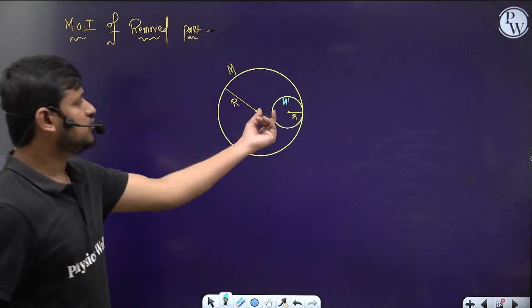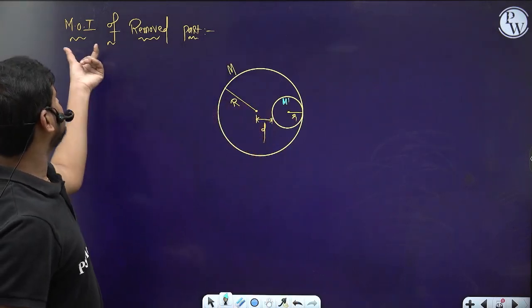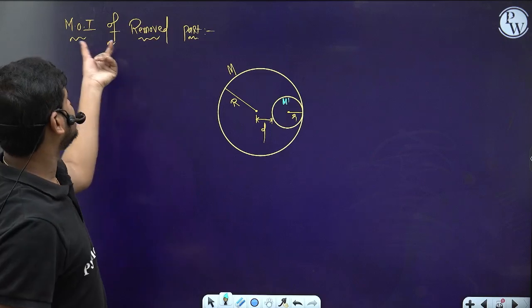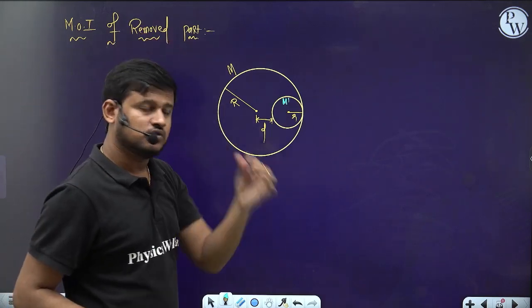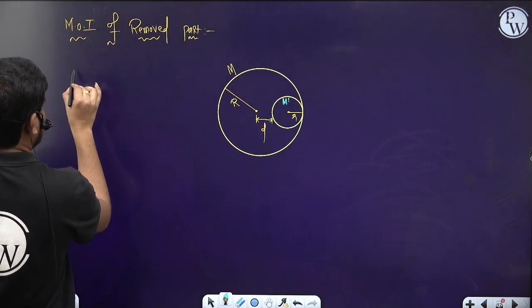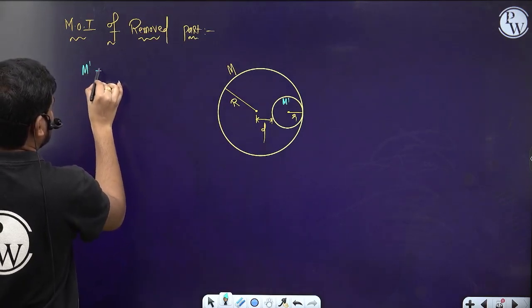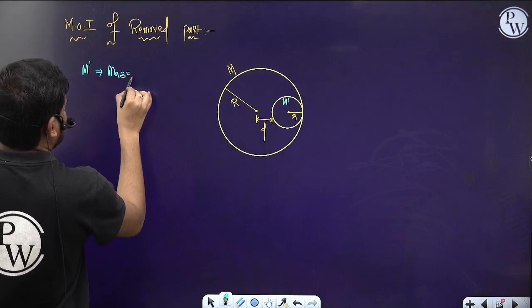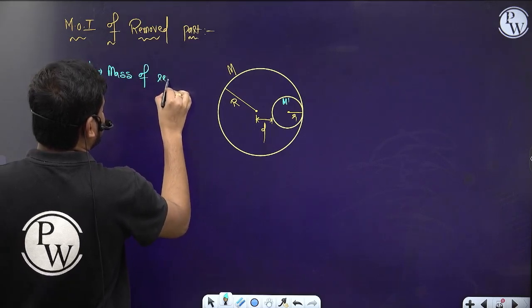Now if you know the mass of the remaining portion, then you can find the moment of inertia of the removed part. Yes or no? So how do we find that? Simply, let M dash be the mass of the removed part.